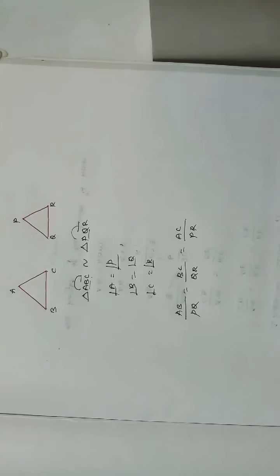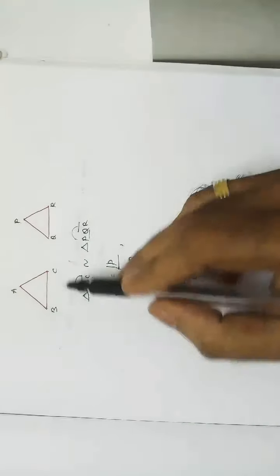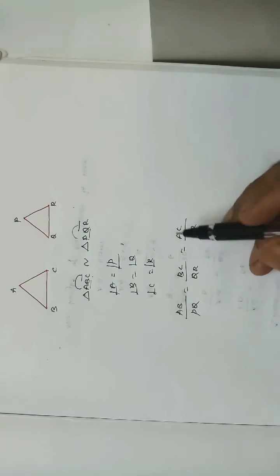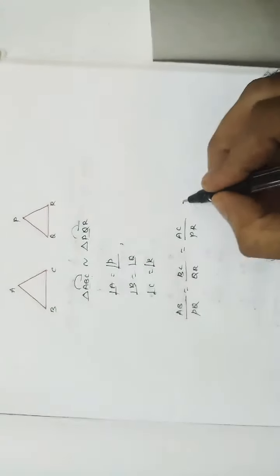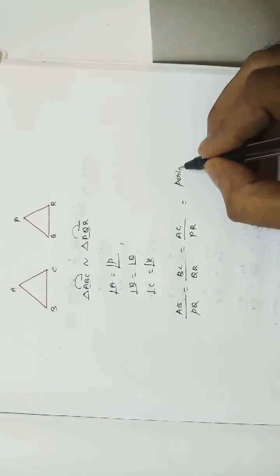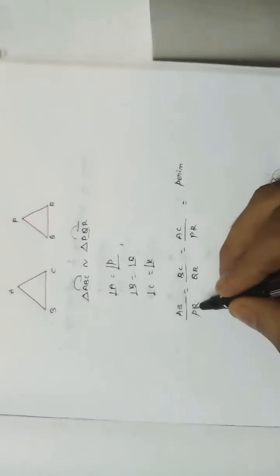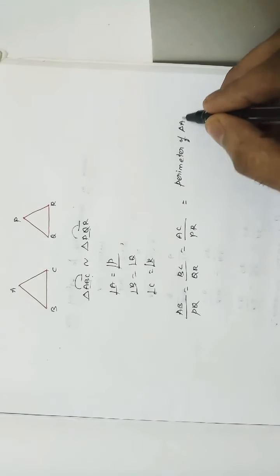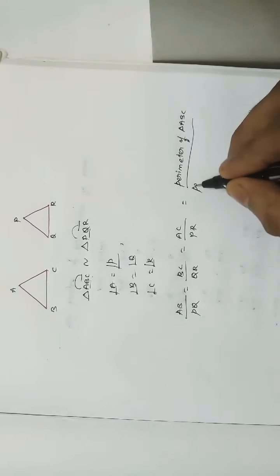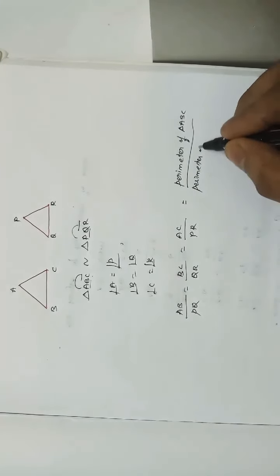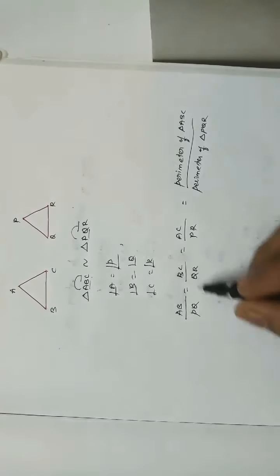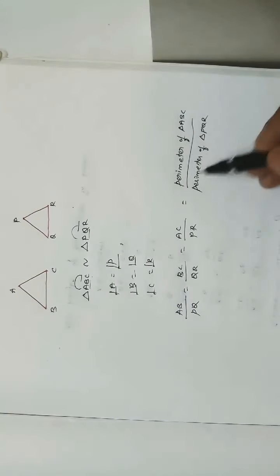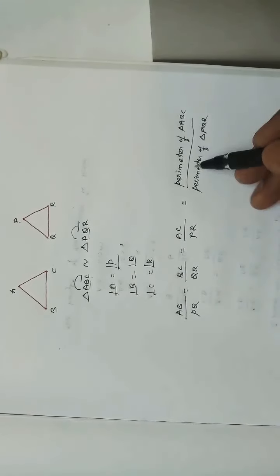Additionally, we are going to add one more thing: if the two triangles are similar, the sides are proportional, and not only the sides are proportional, at the same time the perimeter of the triangles will also be proportional to the sides. That is, perimeter of triangle ABC divided by perimeter of triangle PQR. Not only the sides alone are proportional, the perimeters are also proportional.